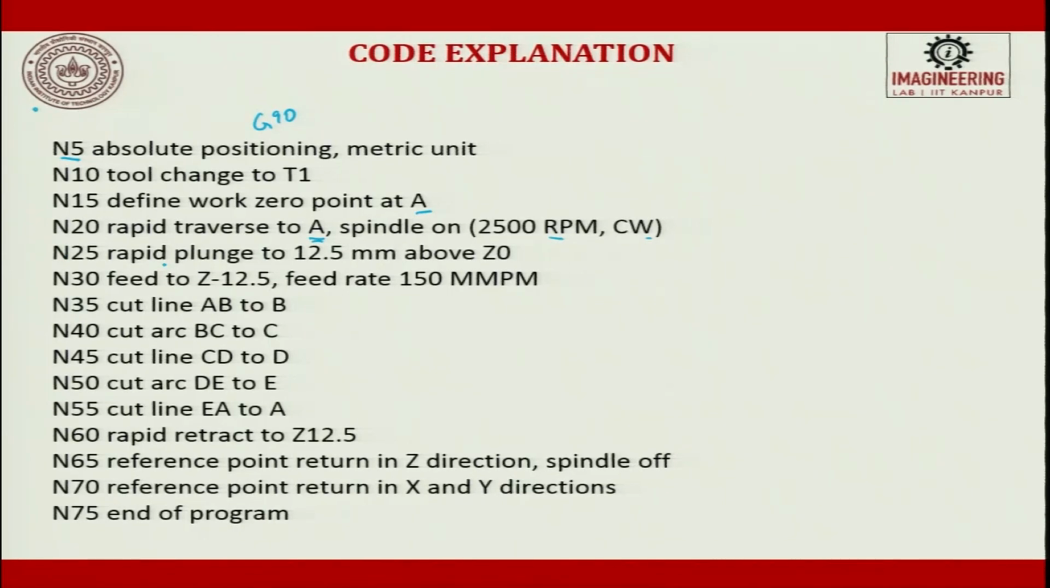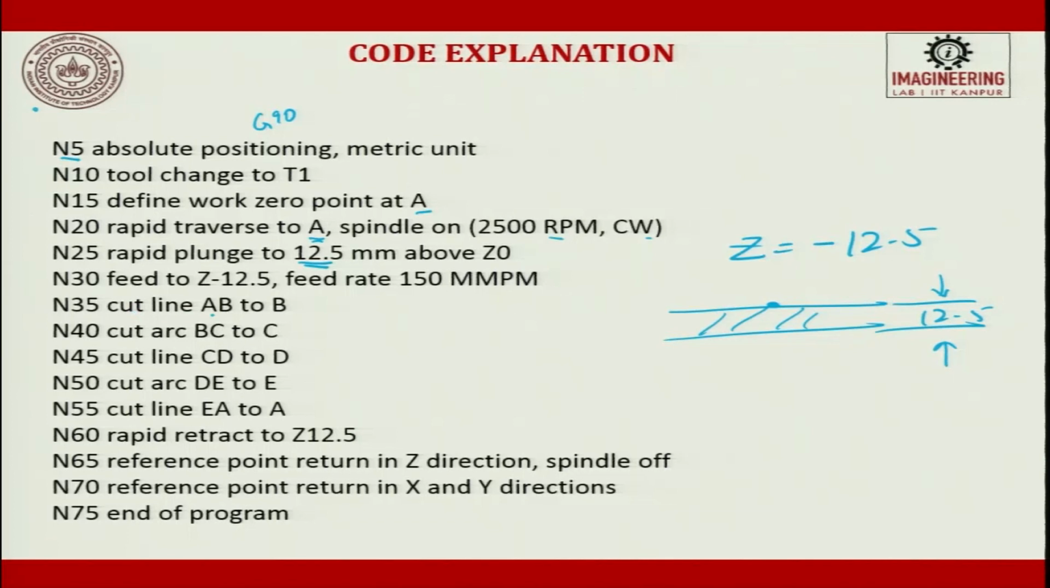Then at Z you have to plunge 12.5. So, Z will be throughout the program minus 12.5, because this is 0 of your workpiece and this is 12.5. If you want to play safe, you can go even 16. So, rapid plunge to 12.5 millimeter above 0. Now, the feed rate to Z minus 12.5 is up to 150 millimeters per minute.